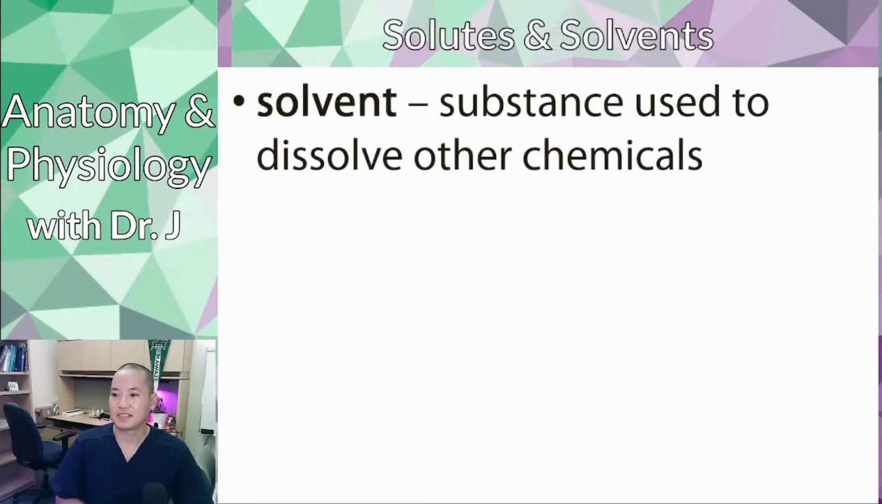So now you have to talk about these two terms, and they are very easy to get mixed up. When you have a solvent, that refers to some sort of chemical or substance that you use to dissolve other chemicals. So a solvent is the thing doing the dissolving.